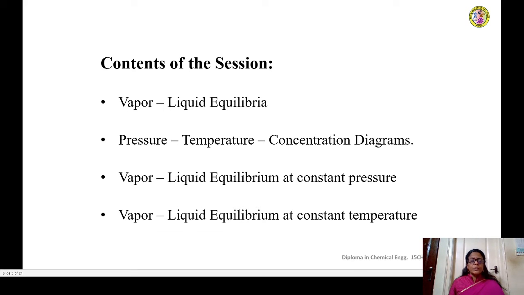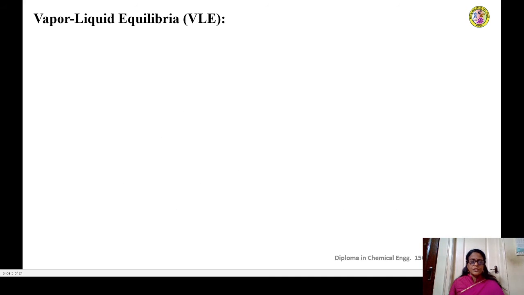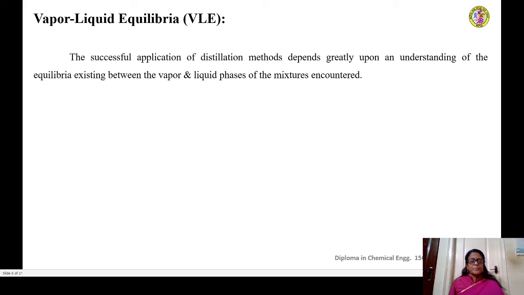There are two kinds of vapor liquid equilibrium relationship in distillation. One is a constant pressure vapor liquid equilibrium, the other is a constant temperature vapor liquid equilibrium. Let us take up each one of them and see how the equilibrium characteristics exist between the vapor and liquid phases in distillation.